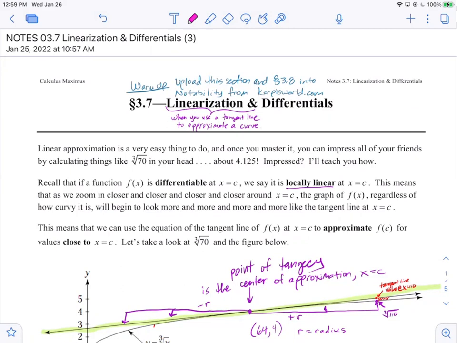And put the smaller one first. Usually it's the center because usually we're predicting to the right, but we don't have to. And that's it. That's linearization. That's the whole lesson. That's a nice application of derivatives.